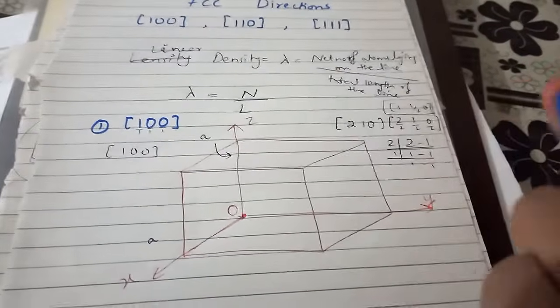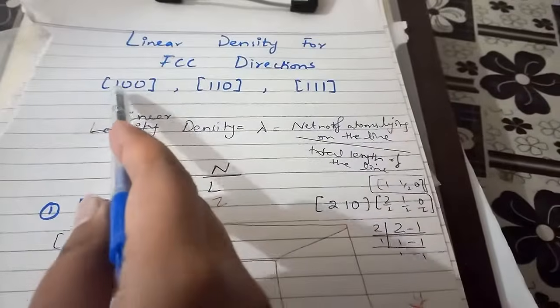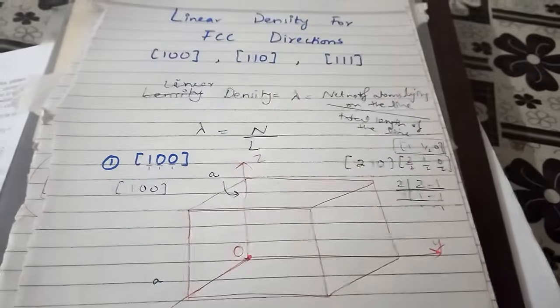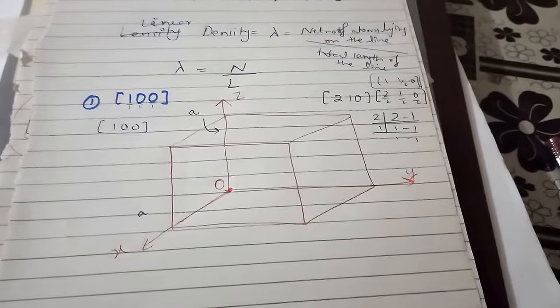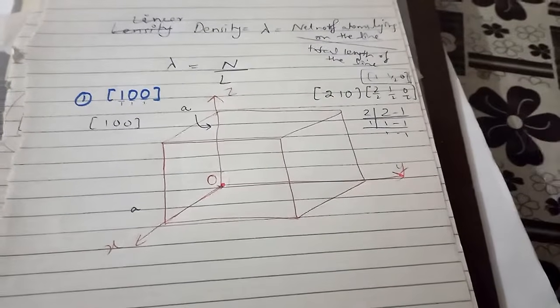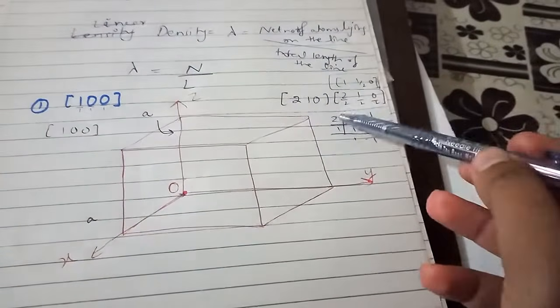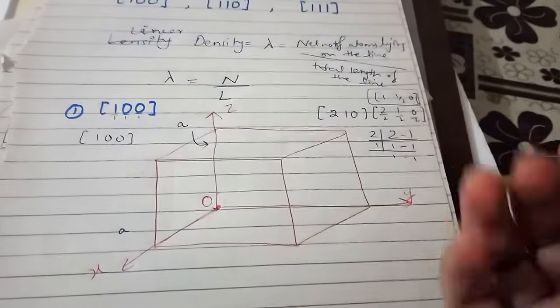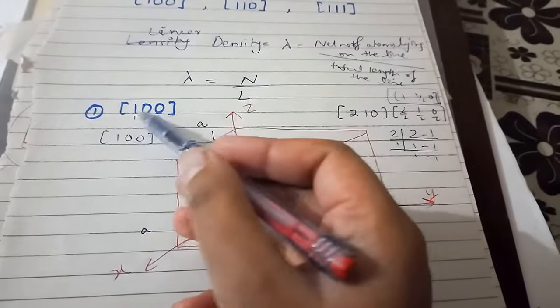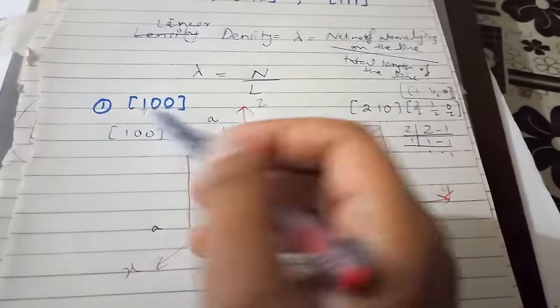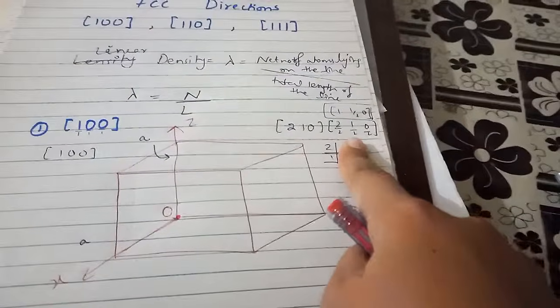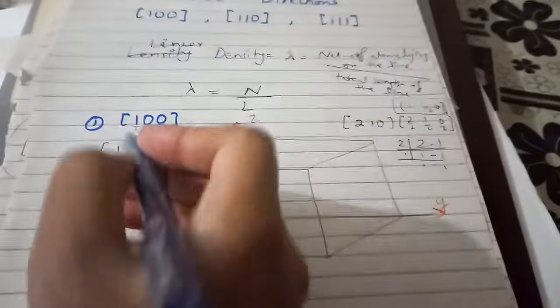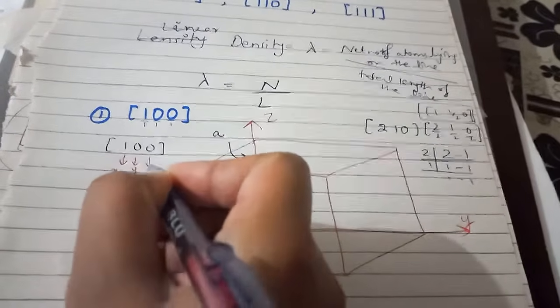This step is not necessary for these Miller indices, but I mention it just in case your tutor gives you these kinds of directions and asks you to find the linear density for them. So the first step is to divide the Miller indices by the LCM of the non-zero indices. For 100, after dividing with the LCM, these are the coordinates corresponding to x.